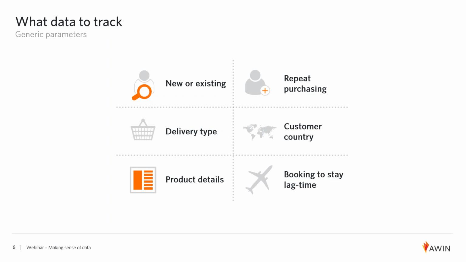Delivery type. This parameter will help to understand the delivery options that customers choose. For ticketing advertisers, it can be combined with the event date to understand whether the immediacy of the event has an impact on the delivery type.